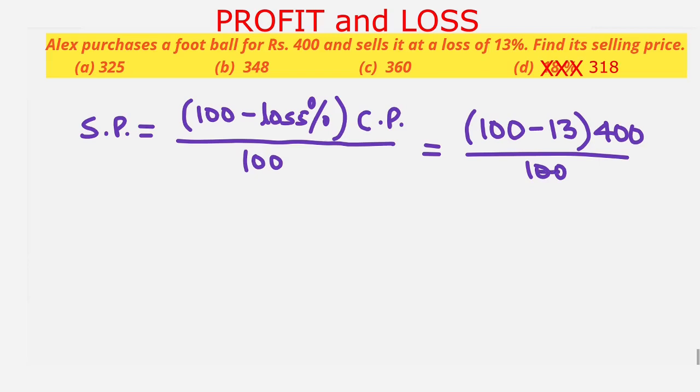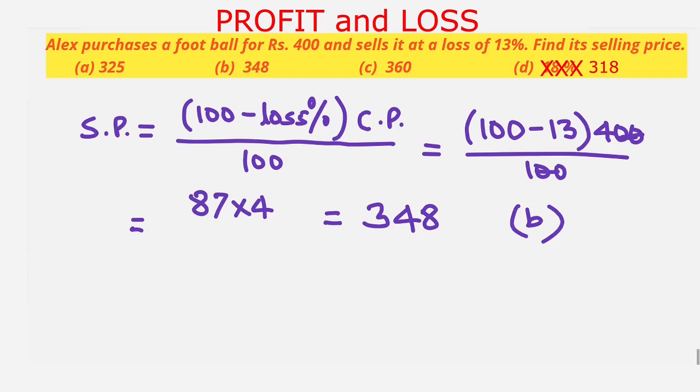So we put the values 100 minus 13 multiplied by 400 divided by 100. And 100 divides 400 for 4 times. And 100 minus 13 is 87. 87 multiplied by 4 is equal to 348. Thus our selling price is rupees 348, and from the given options, option B is our answer.